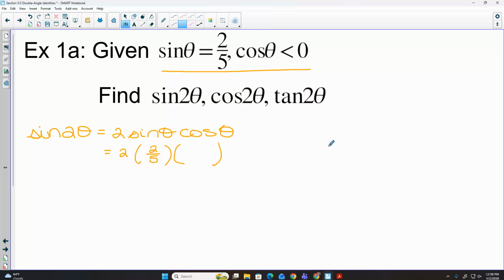This is something that we would have had in chapter 1 or chapter 2, when we had one value and we had to find the others. Think back. We could use an identity, but it's probably faster just to do it with a triangle. Sine is a positive number, but cosine is negative. Which quadrant would I be in? Quadrant 2. So if we draw a triangle, we know sine is opposite over hypotenuse. So how would you find your missing side?